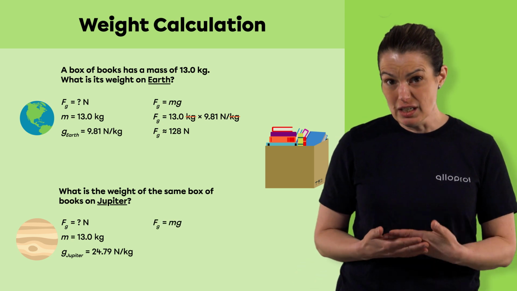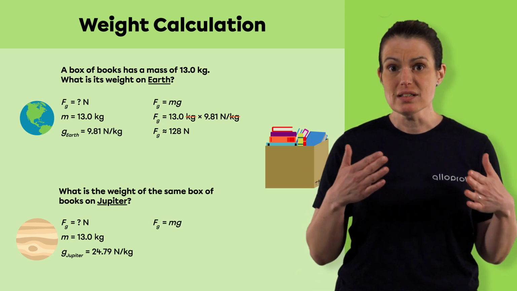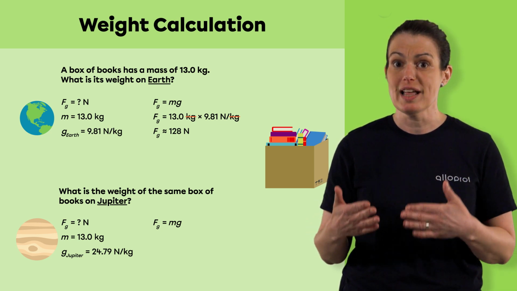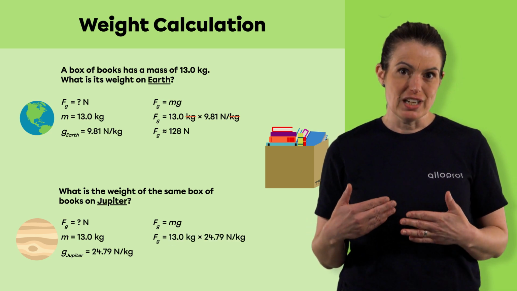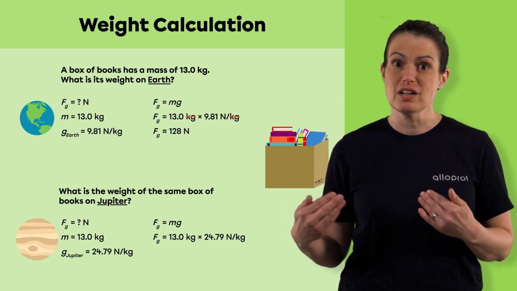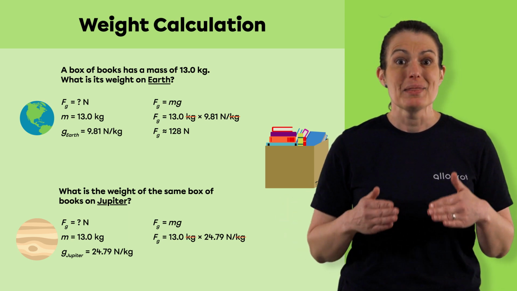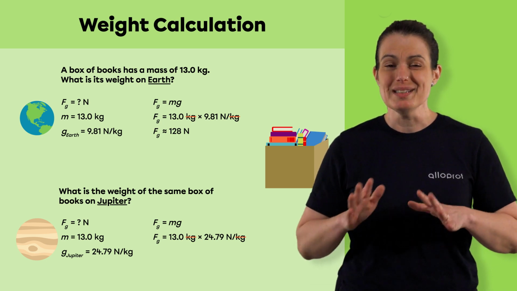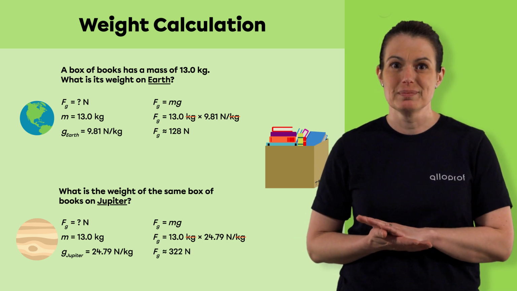Since Fg is equal to m times g, we can replace the variables in the formula with the known values. Thus, Fg is equal to 13.0 kilograms multiplied by 24.79 newtons per kilogram. The weight of this box of books on Jupiter is about 322 newtons.